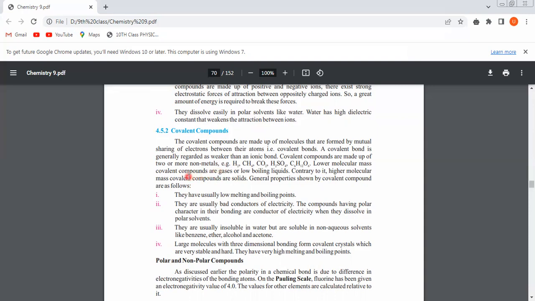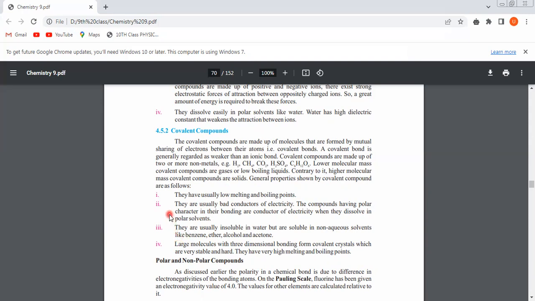Covalent compounds are made up of two or more nonmetals. With lower molecular masses, covalent compounds are gases or low-boiling liquids, contrary to those with higher molecular masses, which are solids. Generally, properties shown by covalent compounds are as follows. They have usually low melting and boiling points. They are usually bad conductors of electricity. Compounds having polar character in their bonding conduct electricity when they dissolve in polar solvents. They are usually insoluble in water but are soluble in non-aqueous solvents like benzene, ether, alcohol, and acetone.